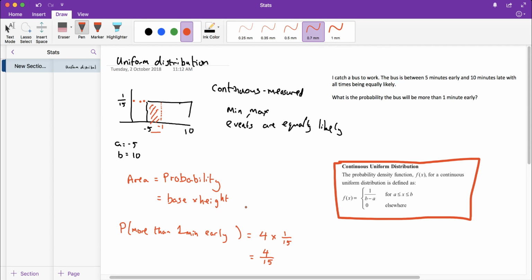Okay, so that's the uniform distribution. I'll do the triangle distribution next.